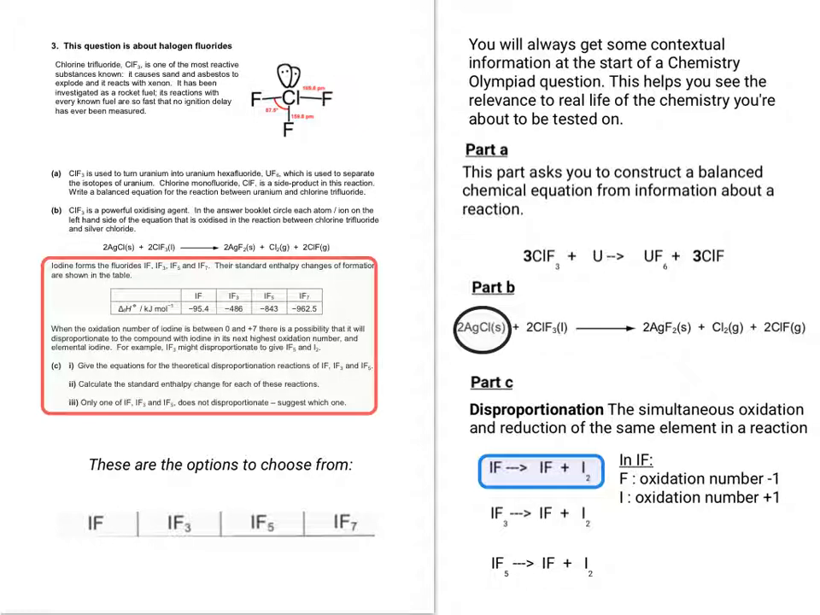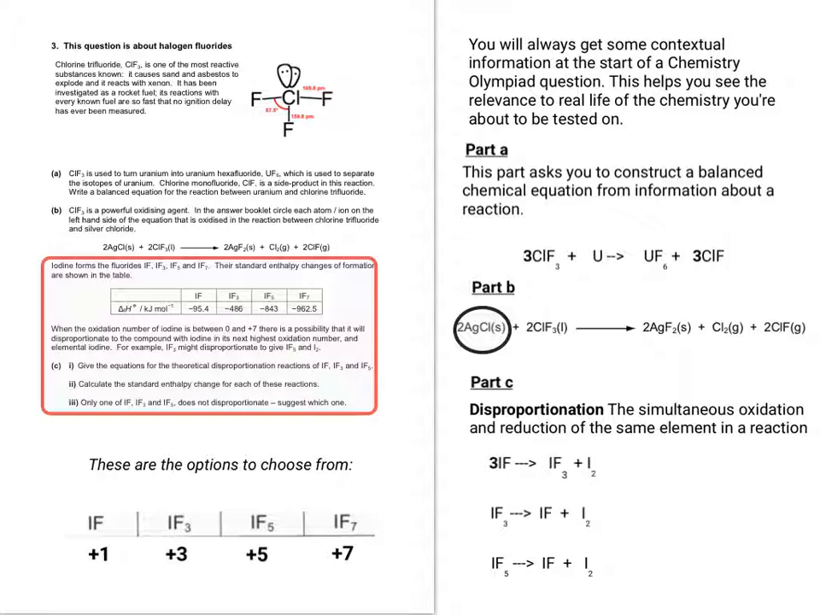So if we start with the first one, looking at the product we're going to make, the iodine fluoride product, we have to choose from any of these four. What I've done is put down the oxidation number for iodine next to each one. Then it says the next highest oxidation number, so that means it's going to make IF3. So we've got 3IF giving you IF3 plus I2.